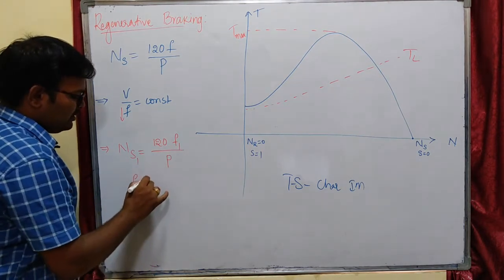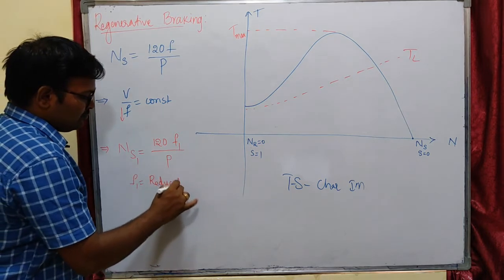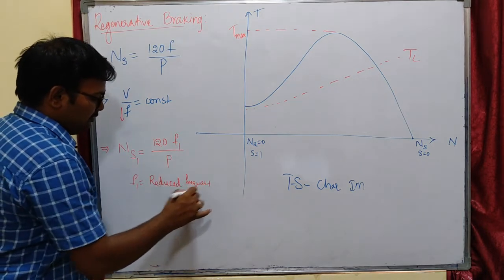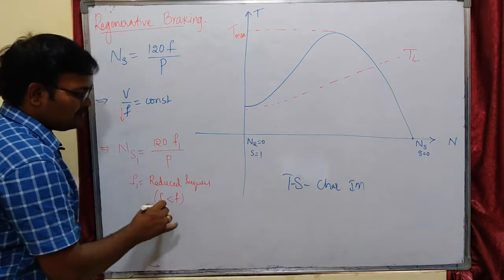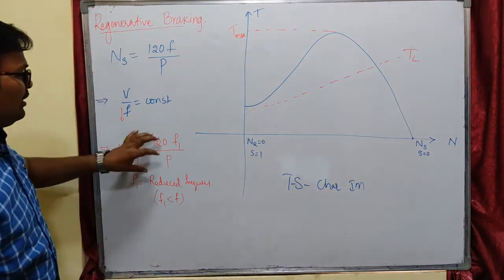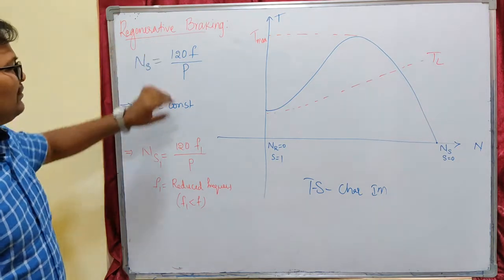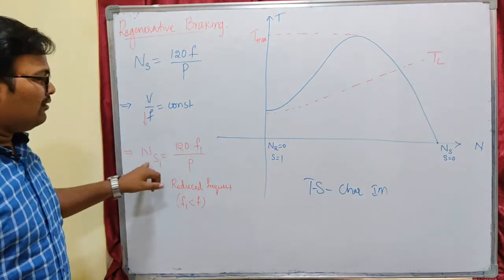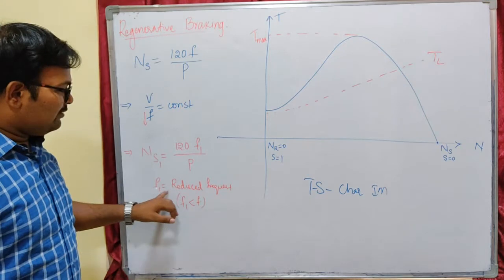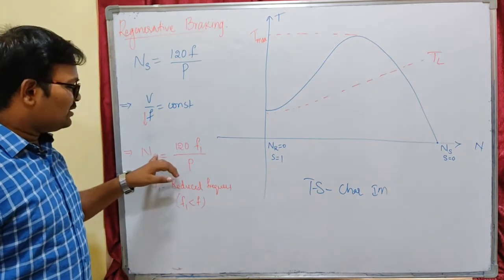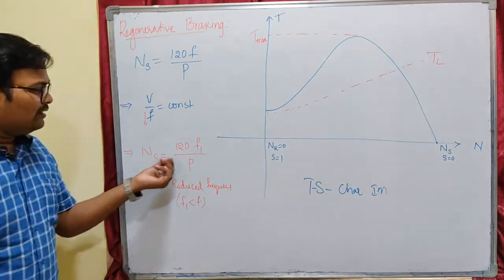So F1 is the reduced frequency, which is less than our supply frequency. Now I have reduced the frequency of the supply by keeping the V by F ratio constant. You can see that our F1, the reduced frequency, is less than the supply frequency, so this is the new synchronous speed with F1 frequency.